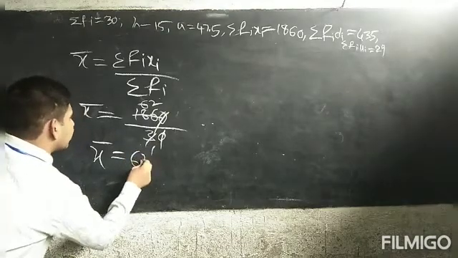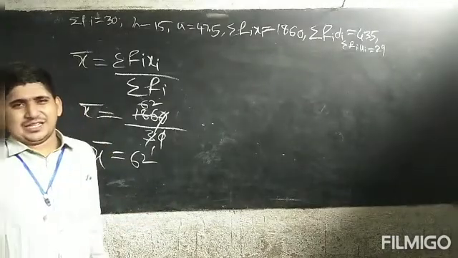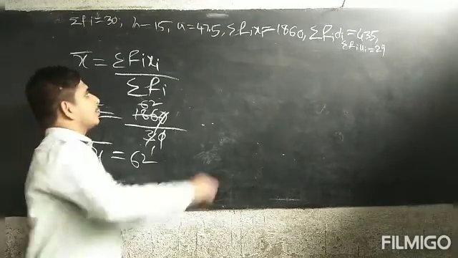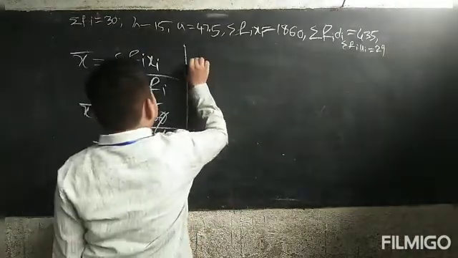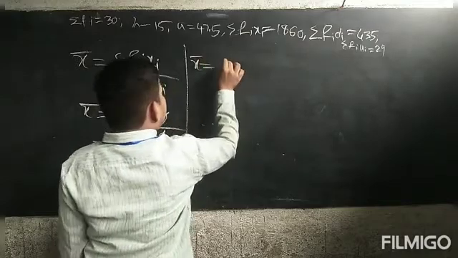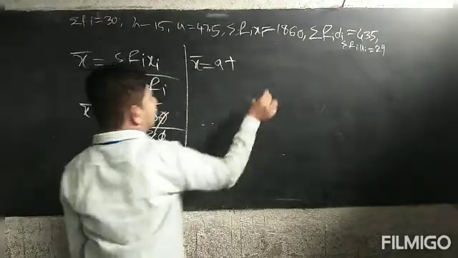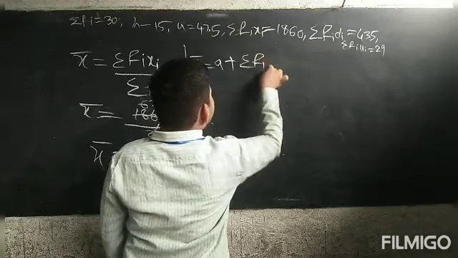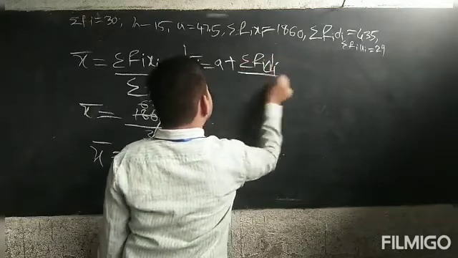The other two methods also give the same value. Now next one, the assumed mean method. In the assumed mean method, x bar equal to a plus sigma fi dA by sigma fi.